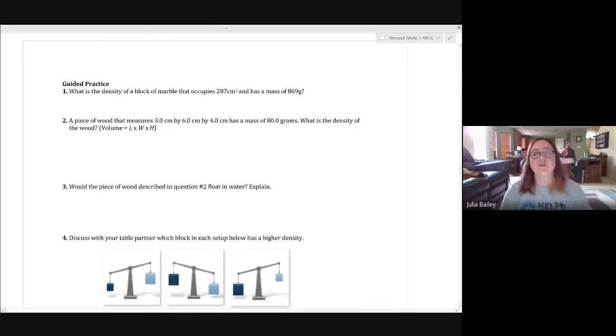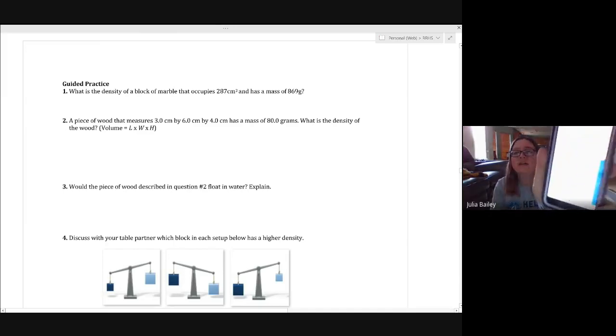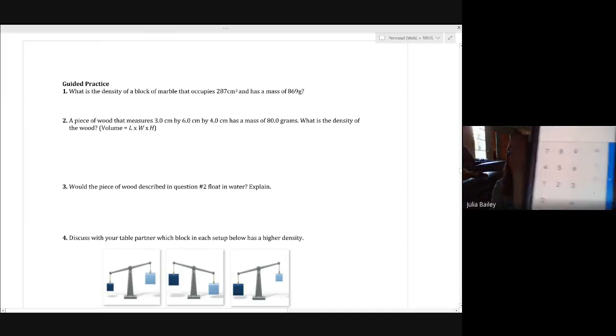There are some practice problems here. I'm going to do a couple of them with you. This is now math, but you can do the math on your Chromebook. You could also just use the calculator on your phone, right? Like, can you see that? Is it too bright? There we go.